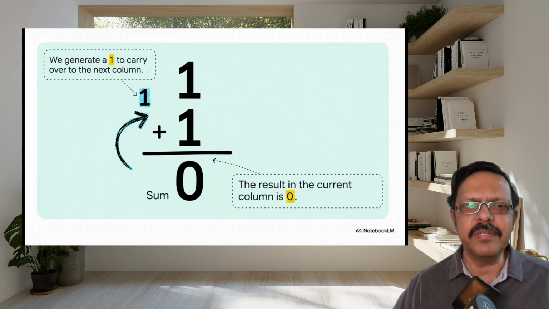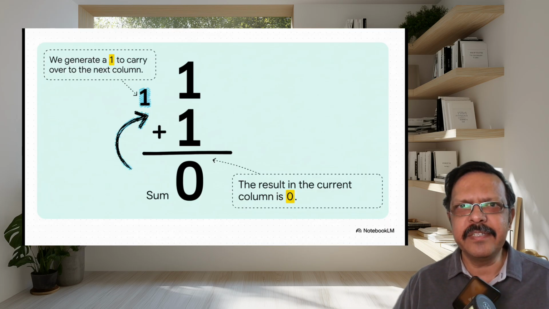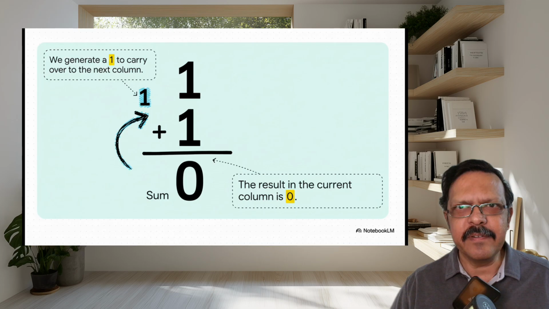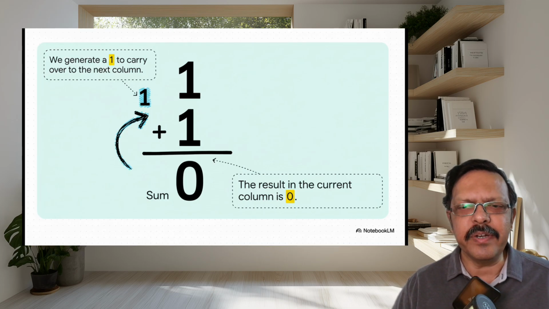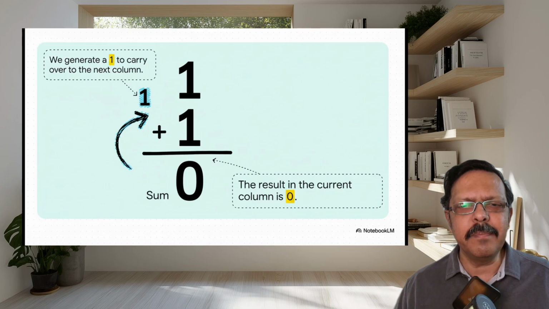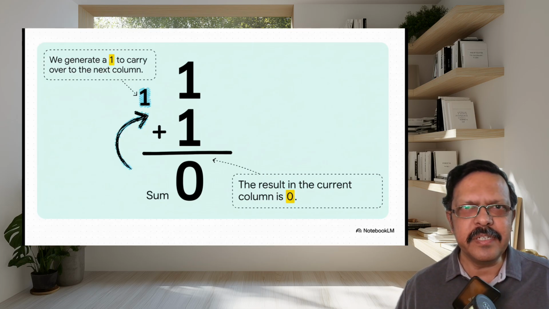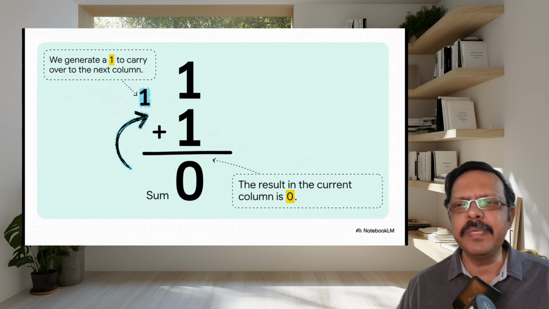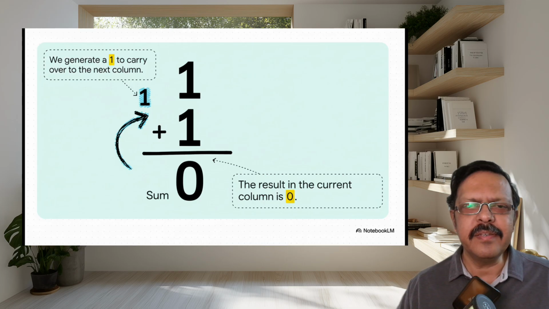Just like adding 9 plus 1 in decimal generates a carry, right? If you add 9 plus 1, you get 10. How is the 10 represented? It's a 0 and a carry of 1. So this pattern of sum plus carry forms the DNA of digital arithmetic. Every circuit we build from here must be able to produce both a carry and a sum.